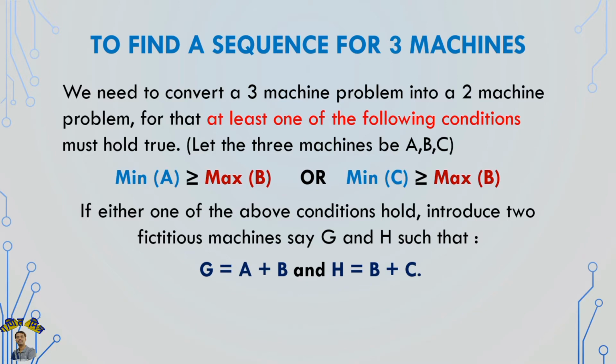सुरुवातीला आपल्याला सिक्वेन्स फाइंड आउट करण्यासाठी दिलेल्या 3 मशीनचा प्रॉब्लेम 2 मशीन मध्ये कन्वर्ट करायला लागेल. तो कन्वर्ट करण्यासाठी या ज्या 2 कंडिशन्स आहेत यापैकी कुठली तरी एक कंडिशन सॅटिस्फाय होणं आवश्यक आहे. लक्षात घ्या, मिनिमम ऑफ ए आणि मिनिमम ऑफ सी याच्यापैकी कोणतरी एक हा बी च्या मॅक्सिमम पेक्षा मोठा पाहिजे.